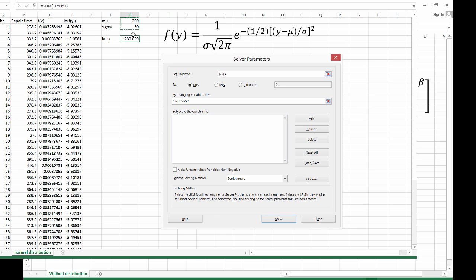Okay, and we're going to do that with an evolutionary algorithm. This is just a heuristic algorithm. This does not provide us an analytical solution. We're not going to find the exact optimal values of mu and sigma, but we're going to approximate them.